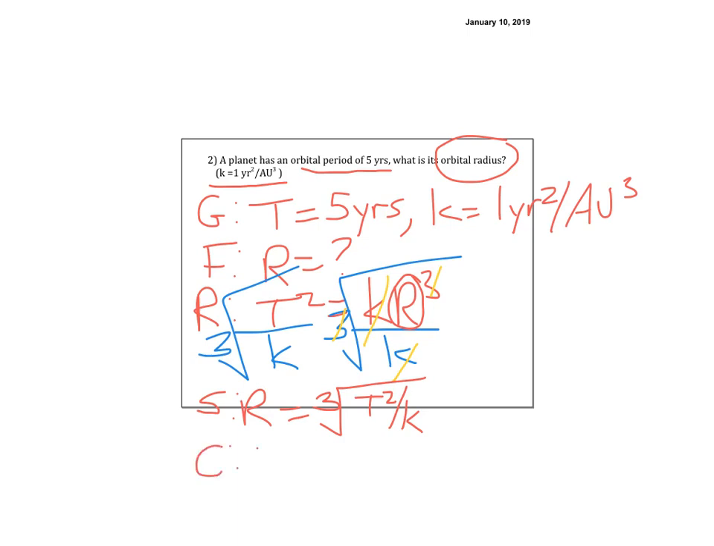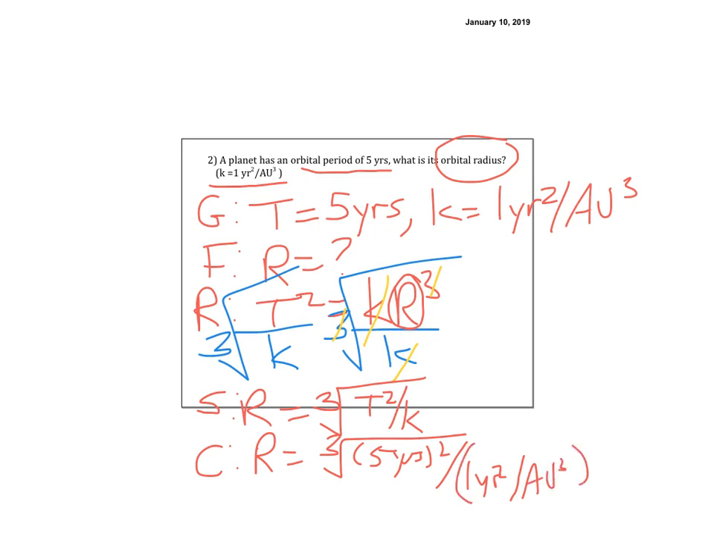So now we can calculate it. R is equal to the cube root of T squared, which is 5 years squared, all over 1 year squared per AU cubed. That's all under the parentheses. So I'm going to check my units because otherwise I'm not even going to go any further. And I see year squared cancels with year squared. The AU comes on top because it's on the bottom. The cube goes away because of the cube root. Yay, it's going to come out in AU. And so it's basically going to be the cube root of 25, because 5 times 5 is 25.